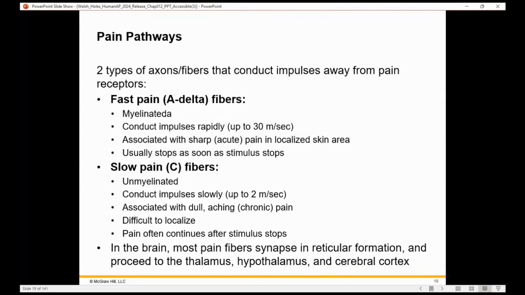Oh, let me go back one step here. Oh, that's a misspelling on the slide. I knew that wasn't a real word.